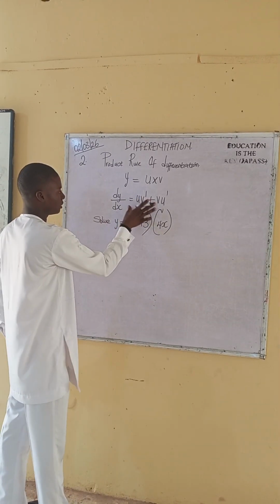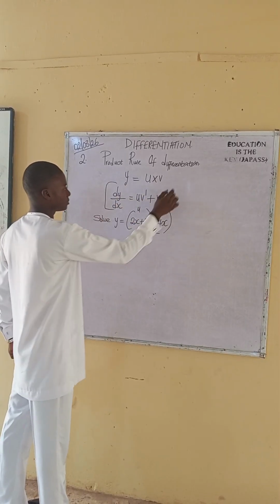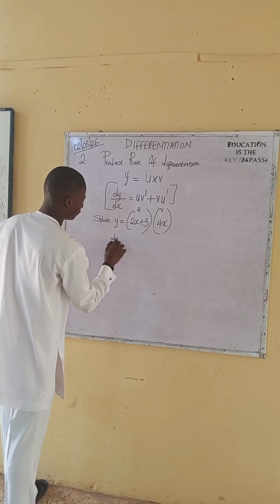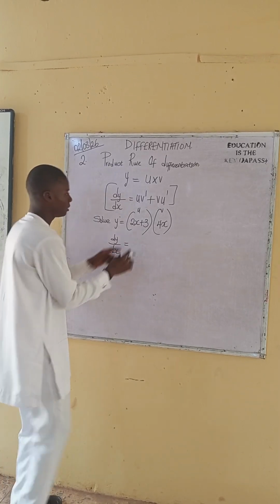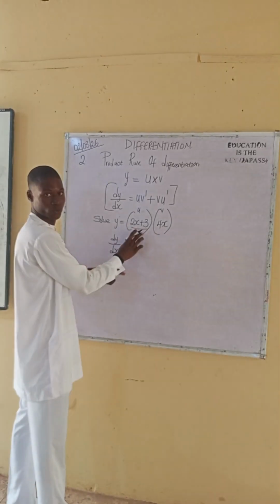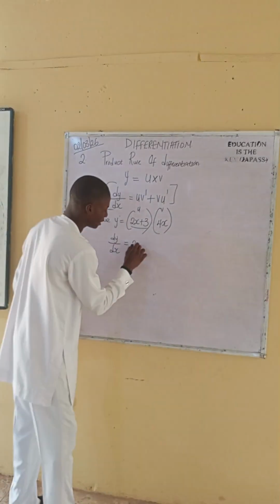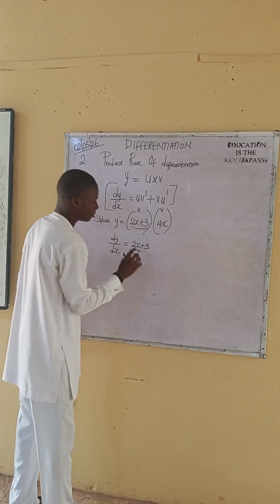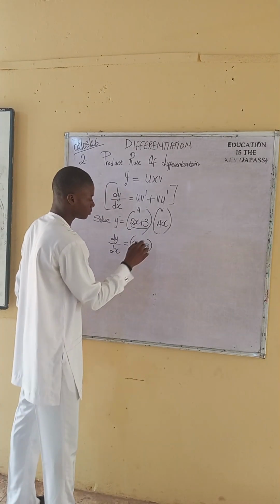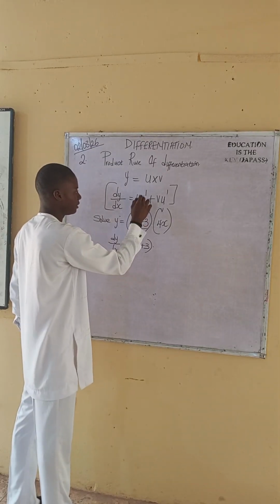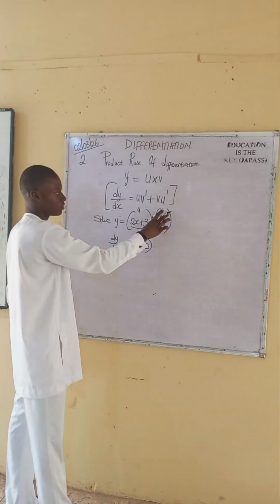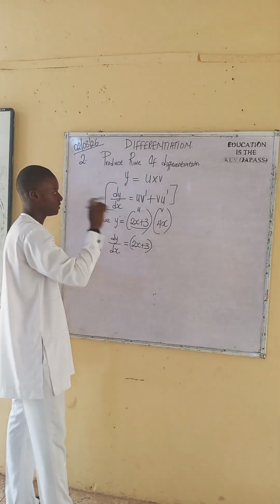So now from the formula, to get dy over dx, simply keep this u constant, don't touch it. So as this 2x plus 3 is my u, I'll still keep it like that, 2x plus 3. I will not touch it. Then multiply it by this v'. This v' means differentiate this v now with respect to x. That's dv over dx.